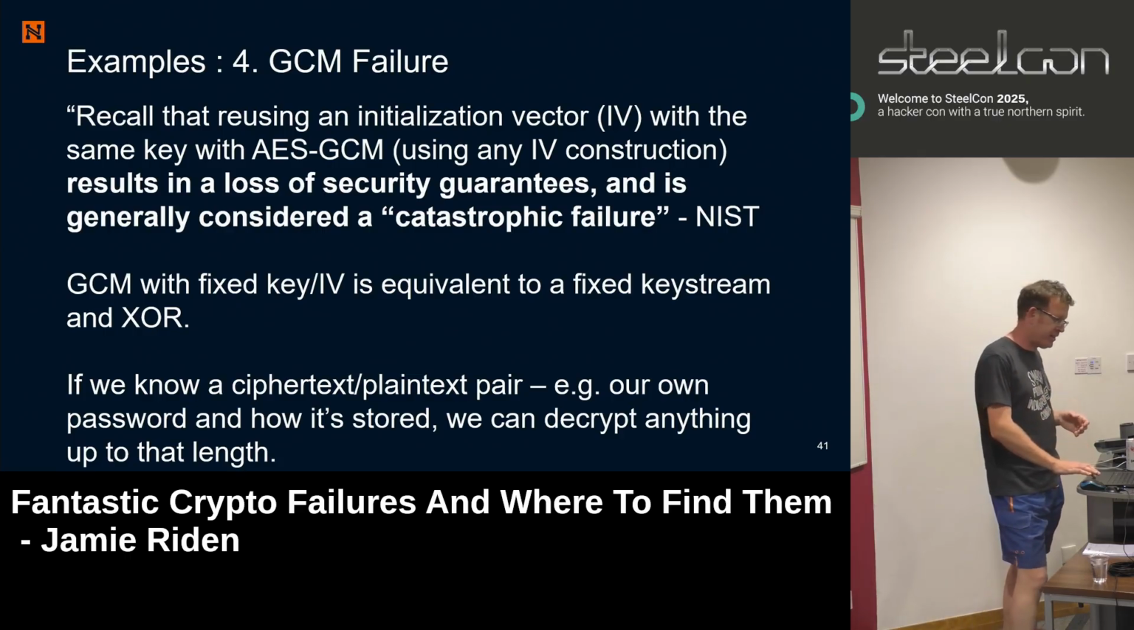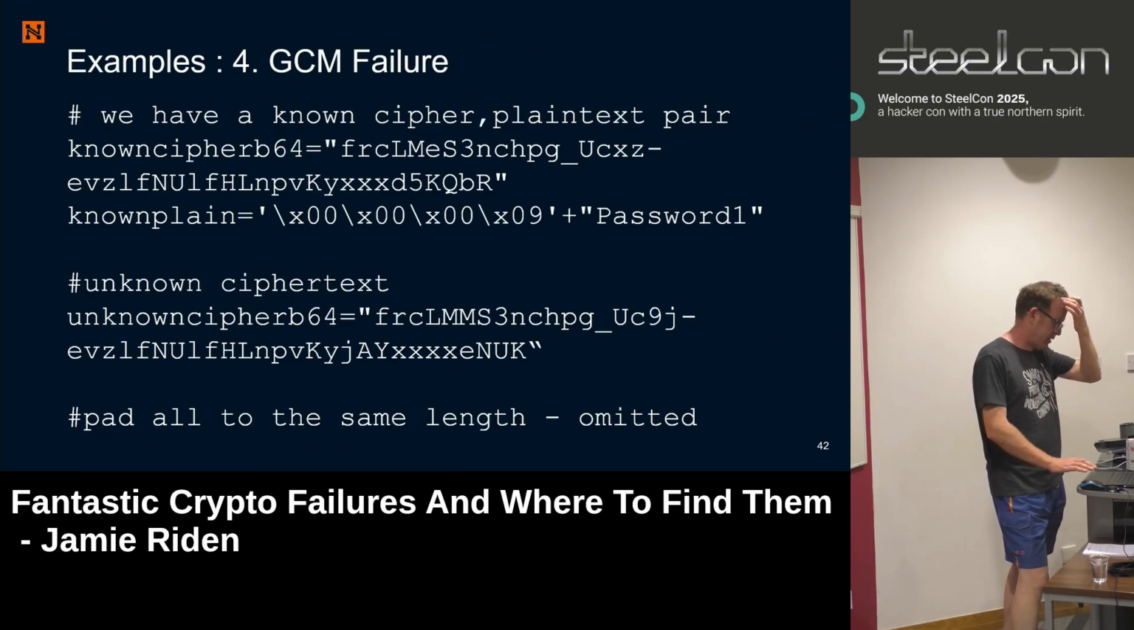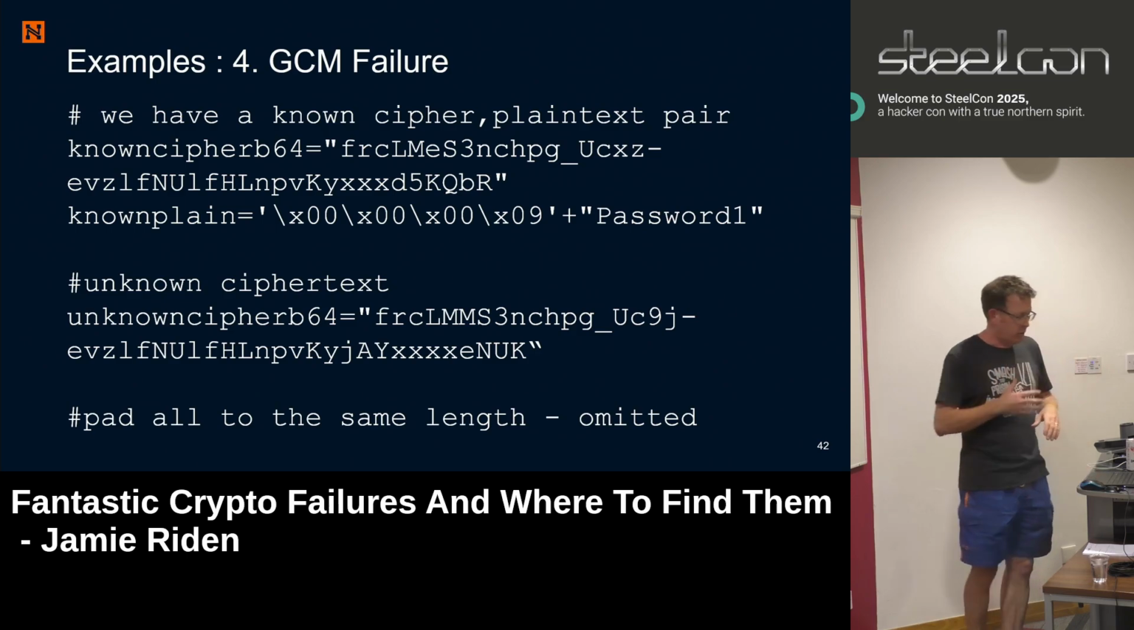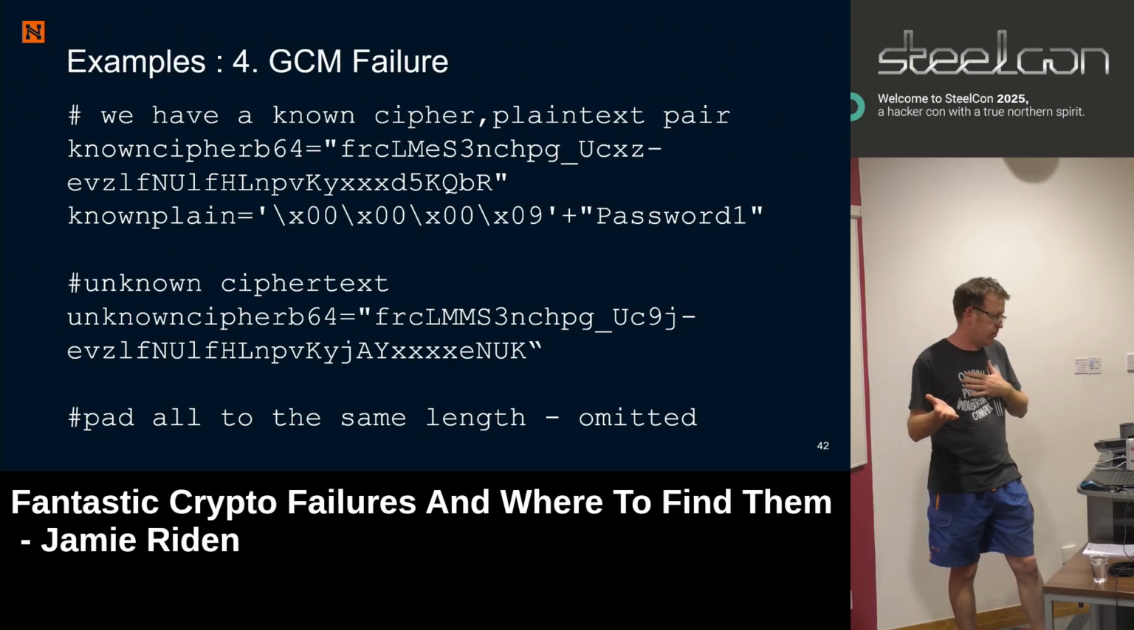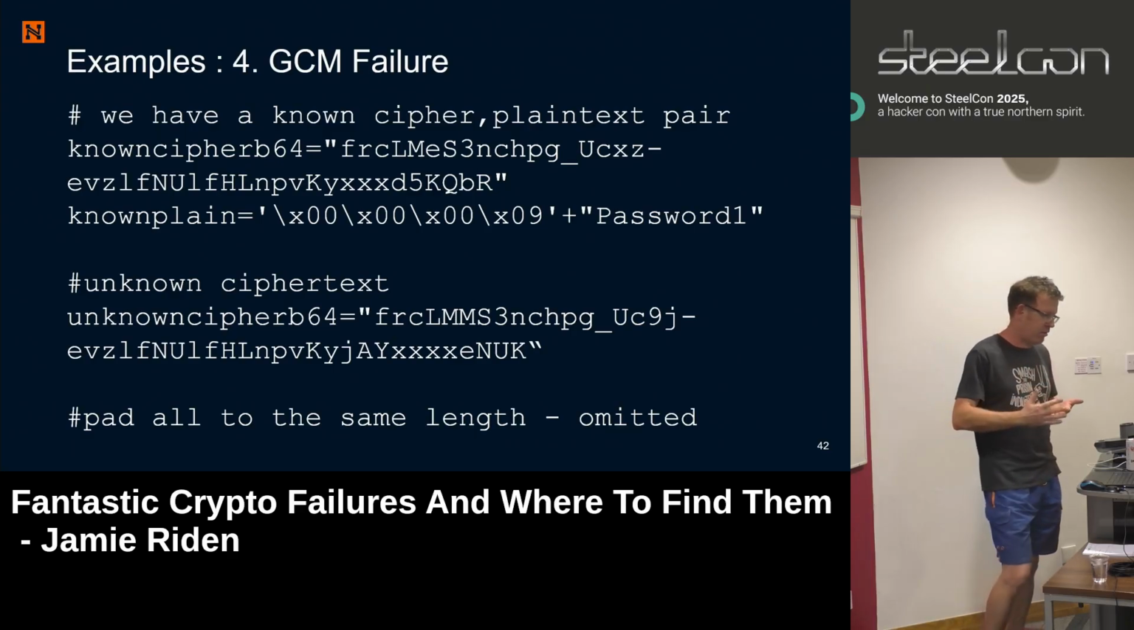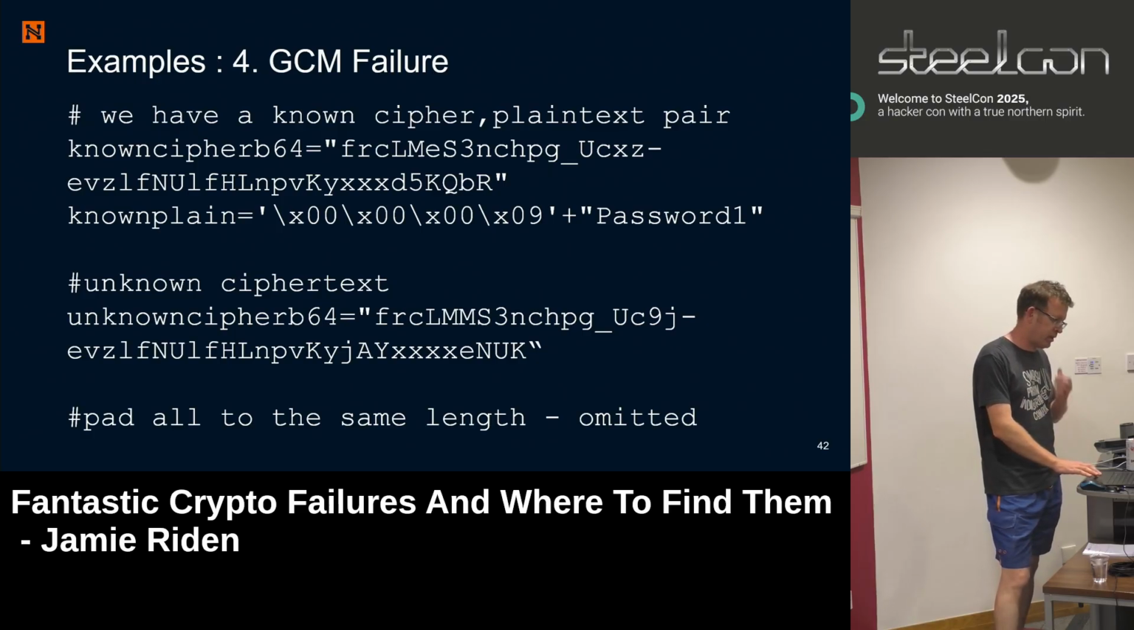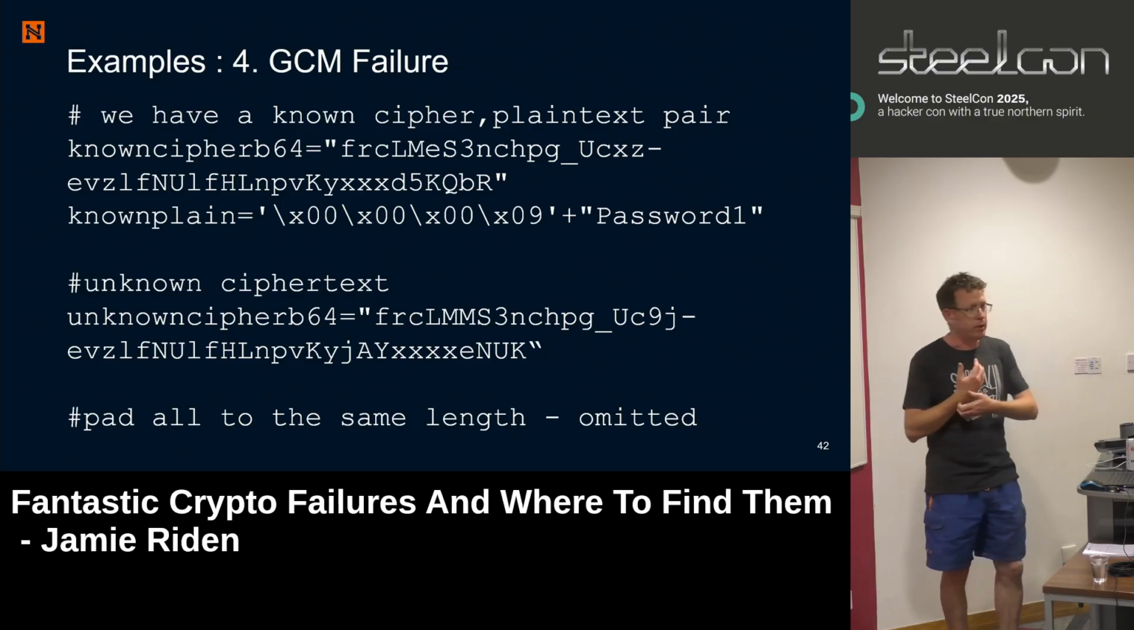This one is a little bit harder to explain, and it took me way too long to implement. But essentially, here we've got the known cipher bytes. I know my password is password1. That's what it is encrypted at the top, and it is stored as a length and then the string. So it's 0009 password, because it's stored as a 32-bit int. And then you have some unknown ciphertext, which is maybe someone else's password.